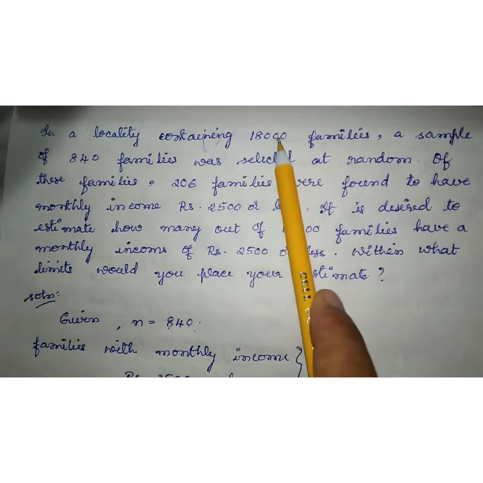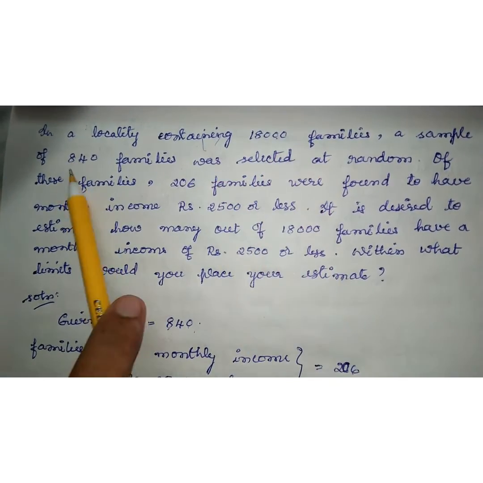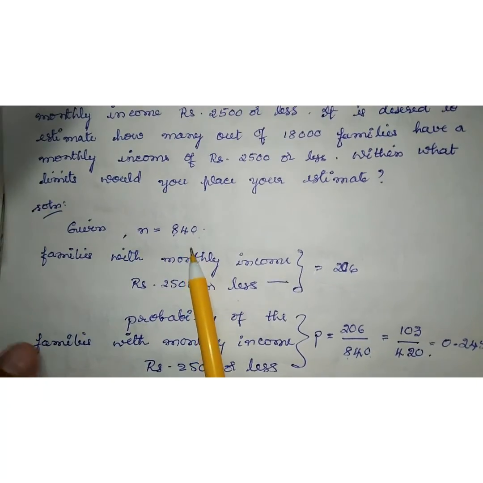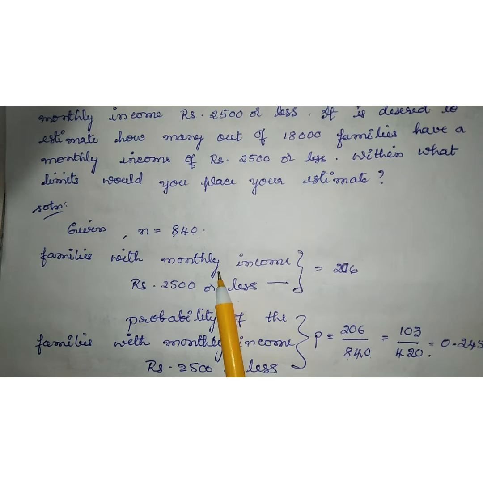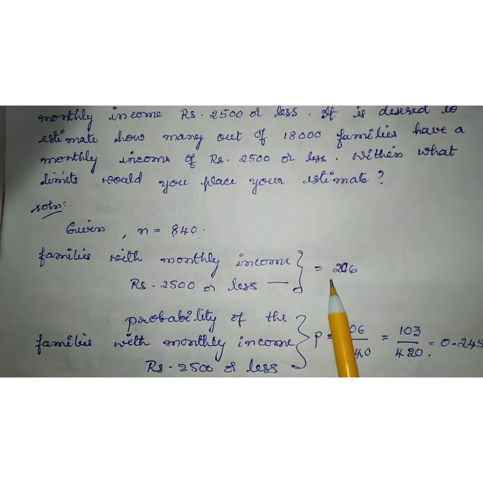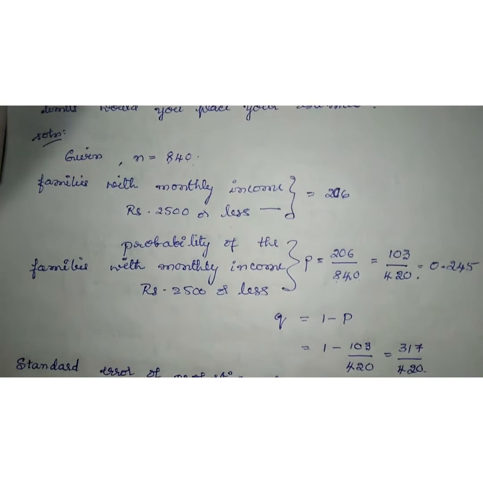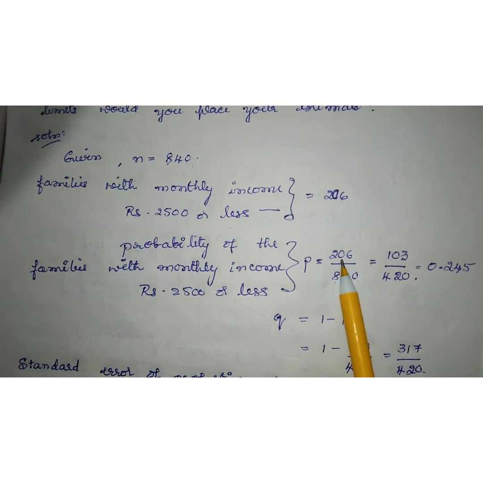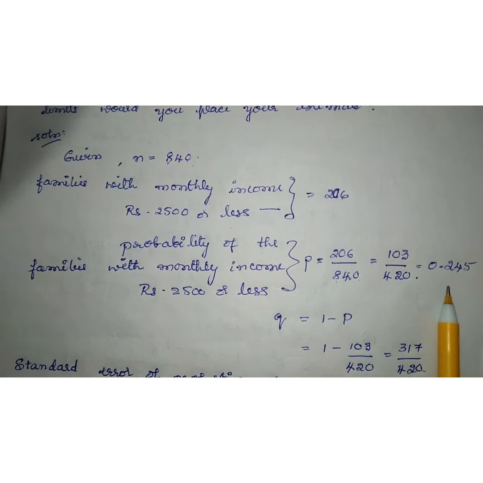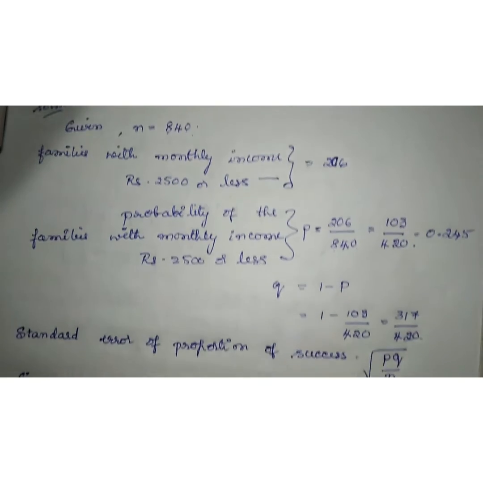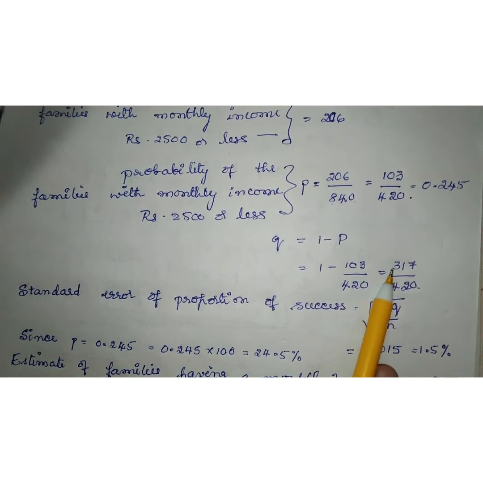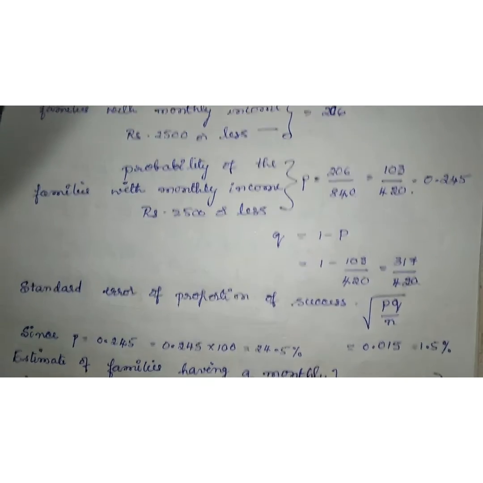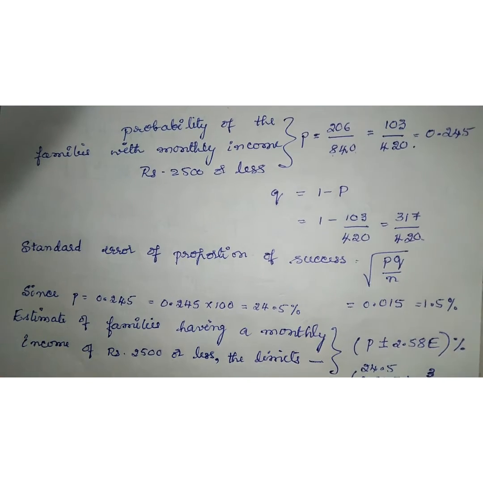So here the population is 18,000. Out of the population, randomly 840 families are chosen, so the sample size is n equal to 840. Then families with monthly income 2,500 or less is 206, as given in the question. So the probability of families with monthly income 2,500 or less is 206 by 840, which when reduced gives you 0.245. Further we need the value of q, and q will be 317 by 420. And we need to find the estimate of the families.